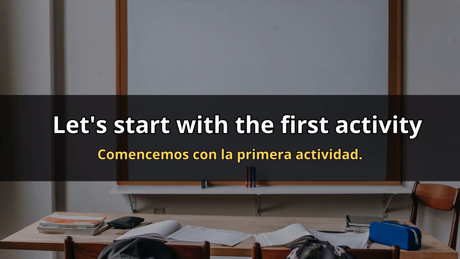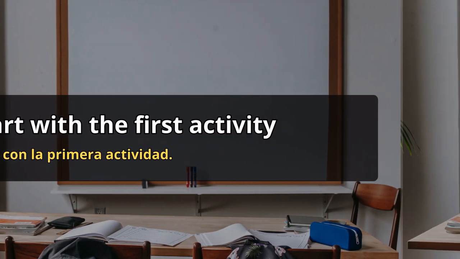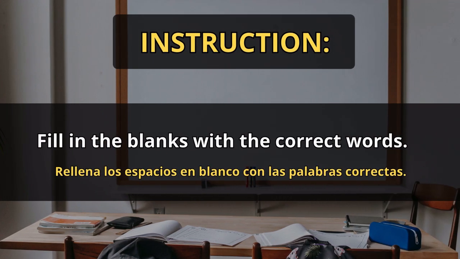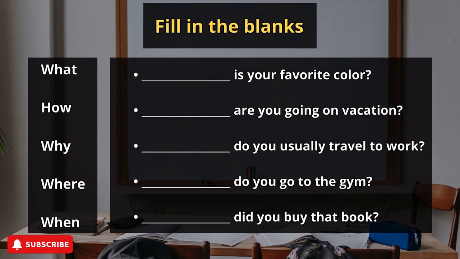Let's start with the first activity. Instruction. Fill in the blanks with the correct words. Fill in the blanks. What? How? Why? Where? When? Is your favorite color? Are you going on vacation? Do you usually travel to work? Do you go to the gym? Did you buy that book?